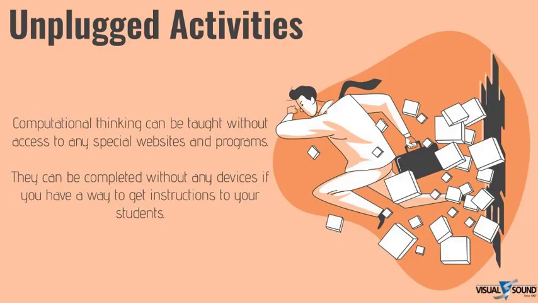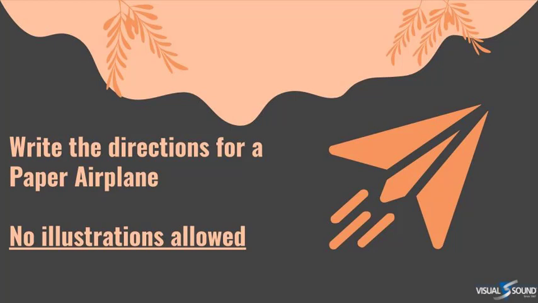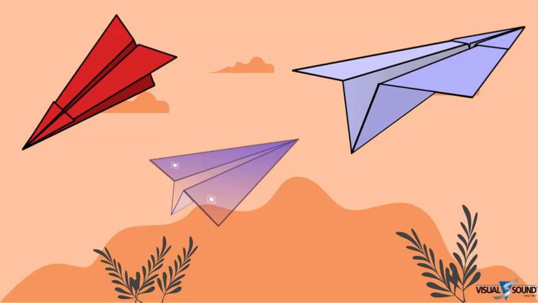This brings us to the first type of activity for teachers that are reluctant to teach coding: unplugged activities. Ask your students to think about a paper airplane and how they would fold the paper to make the best flying plane. Tell them they can't use illustrations and they can only use words to explain the steps. They can't clarify once the steps are written down, so they really need to think about the best way to get their point across to their classmates.